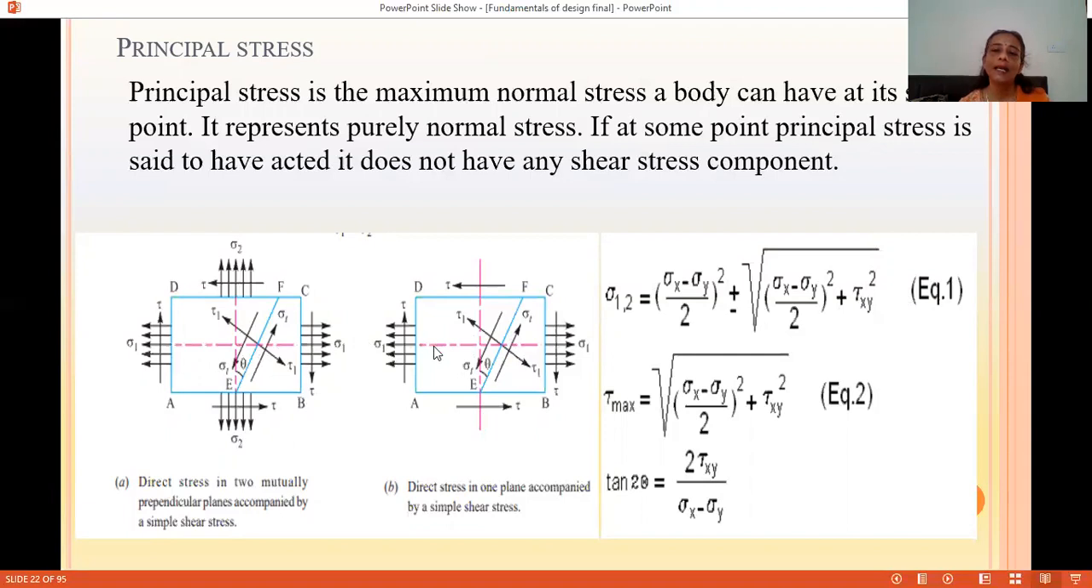And if there is a minus sign in between in this formula, then it is the minor principal stress. So sigma 1 is for major and sigma 2 is for minor. This is the maximum shear stress formula, and this is the formula for the plane of major principal stress with respect to the horizontal plane.